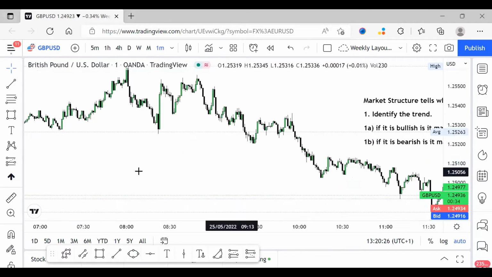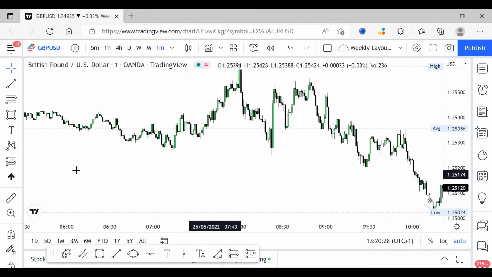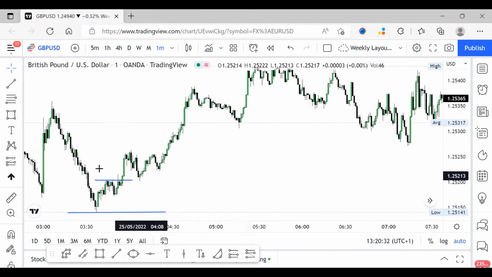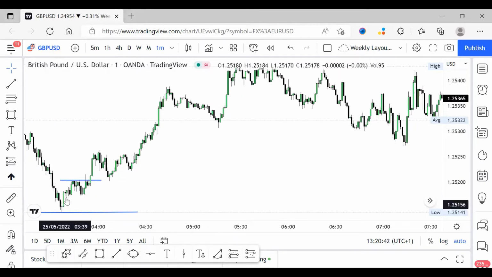So let's get on with this. First of all, let's try and identify a particular point to understand this. I marked this particular area. As price goes further up, it's made a higher high. As price goes further down, it's made a higher low. As price goes up, it makes a higher high, and then it makes a higher low. So this is telling you straight away this is in bullish territory.